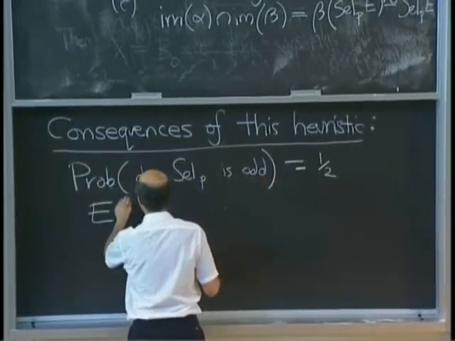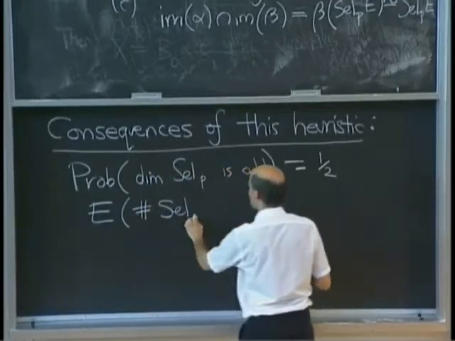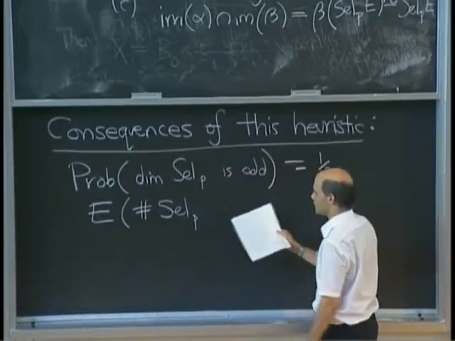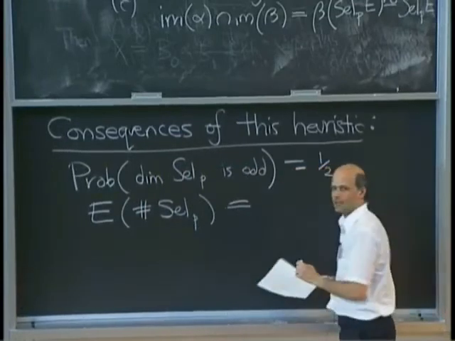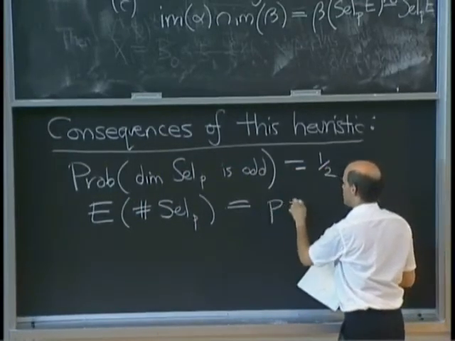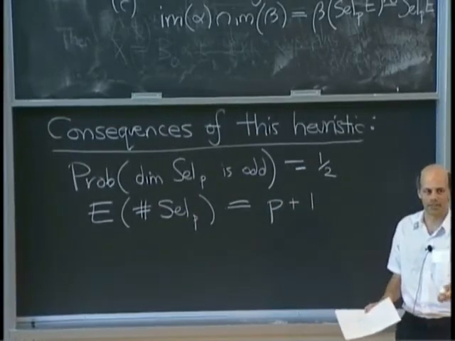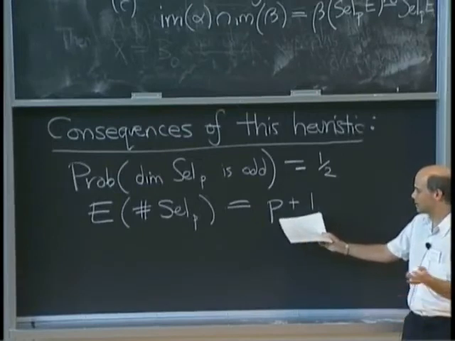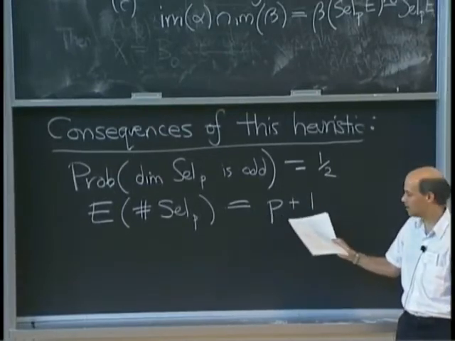But also, if you take this probability distribution and you compute the expected size of the Selmer group, not the expected dimension, but the expected size, you get exactly what gives a possible explanation for the results that Bhargava and Shankar found, so that the expected size of the p Selmer group should be p + 1.